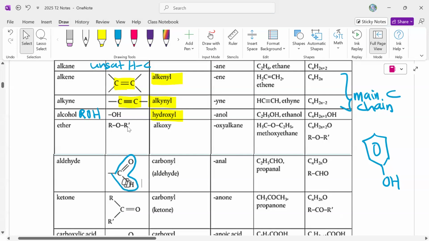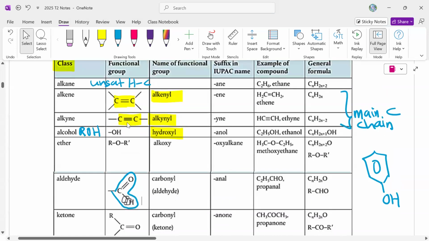Next, if I have something like this, a sandwich: I have two R groups, and in the middle I have just a single bond O. It's a single bond O, so O is connecting both R groups like that. It's called an ether. The class is an ether. The functional group of this O here is called alkoxy. So alkoxy is actually something like this here, R and O. So you get alkoxy.